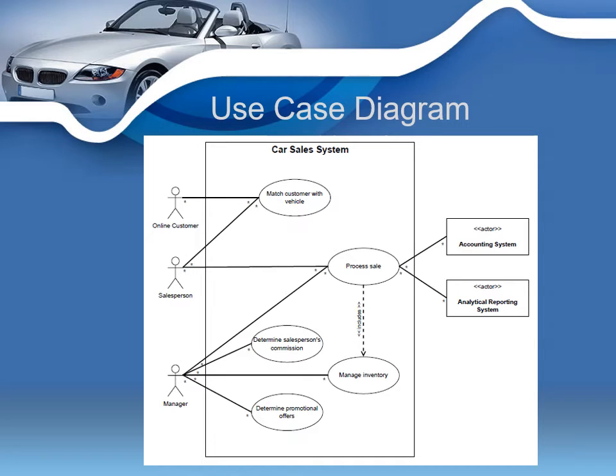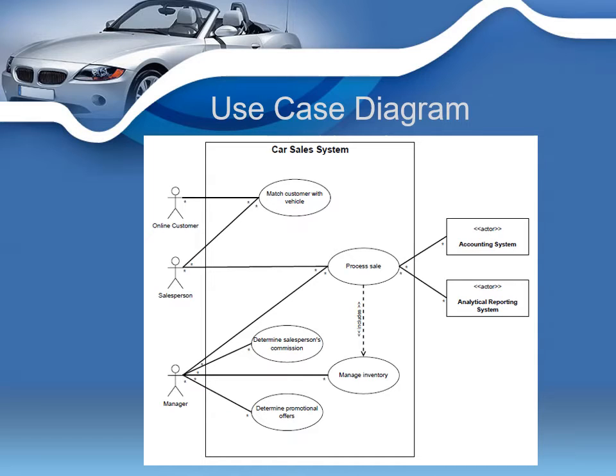Here's the use case diagram for the car sales system project. We have 5 actors, 3 of which are primary human actors represented by stick figures on the left side: the online customer, the salesperson, and the manager. The other 2 actors are secondary actors which do not trigger use cases, but they do receive information from the system. Those secondary actors are the accounting system and the analytical reporting system.